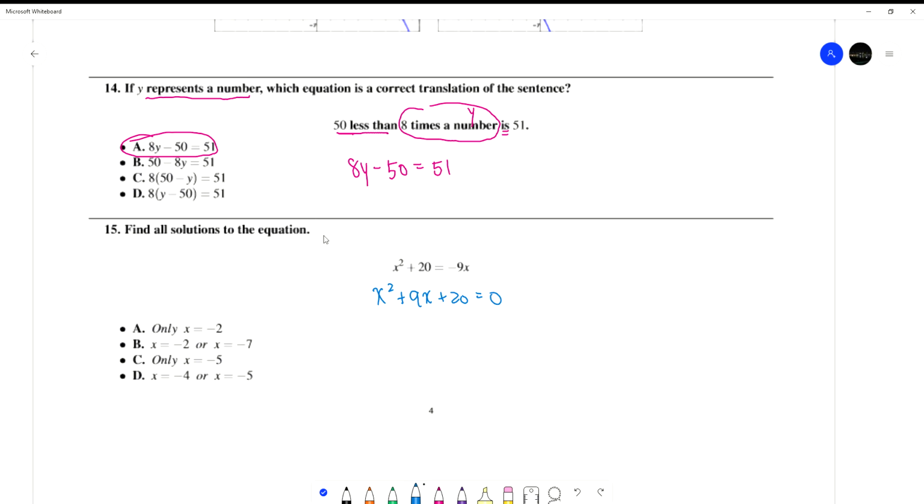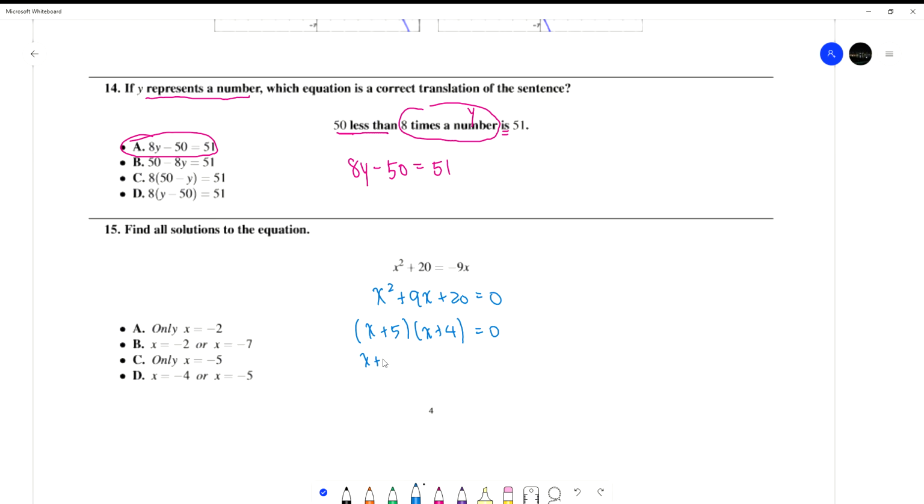And as you can see from the answer choices, the x's are all equal to an integer, right? So you can see that these are factorable, right? That's the takeaway from that. So let's factor this. We have 20, so since a is equal to 1, all I need to worry about are factors of 20 that add up to 9, the b, right? So that's 5 and 4. So that gives me x plus 5, x plus 4 is equal to 0.